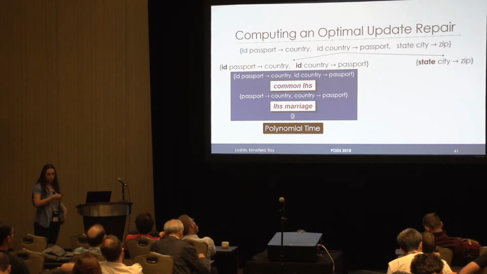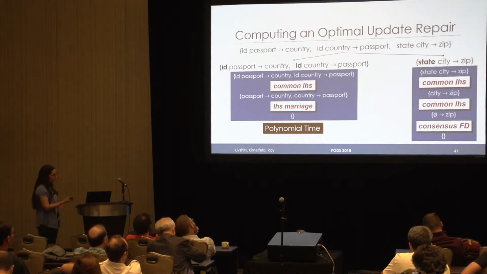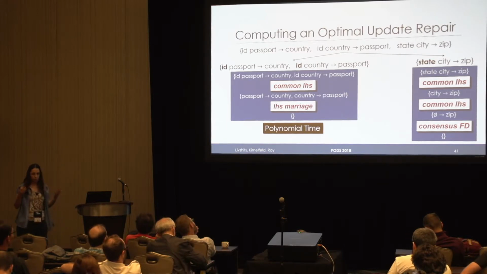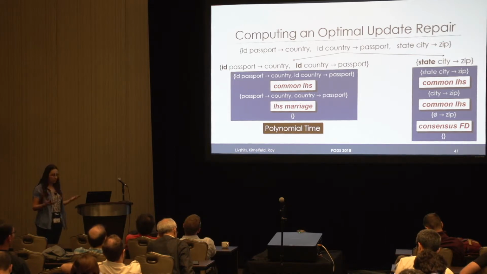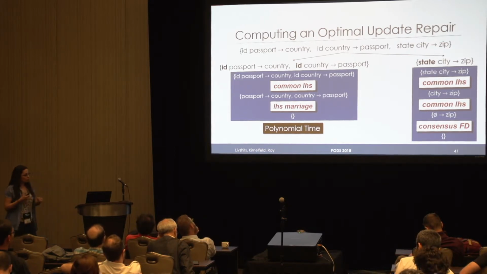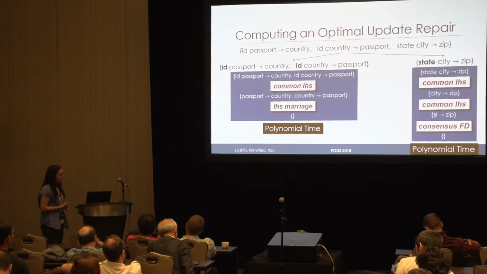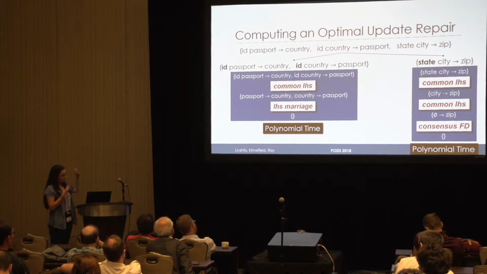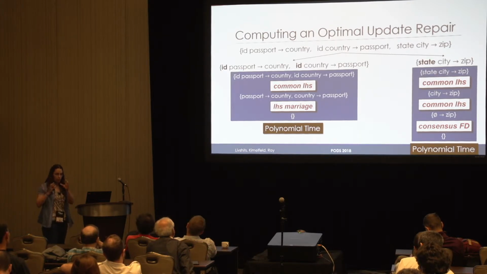Now, for the second set, we do exactly the same. We use the simplify algorithm. Okay, so we have a common LHS, and then we have another common LHS and a consensus FD, and we finish with an empty set of functional dependencies. So simplify again will return true, and we know that we can find an optimal subset repair in polynomial time. So we can also find an optimal update repair in polynomial time because we have the common LHS. And finally, because we can solve the problems in polynomial time for each one of these sets, we can also solve the original problem that we have in polynomial time just by combining those results.